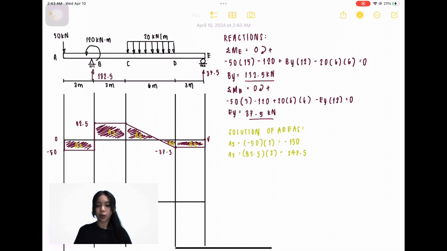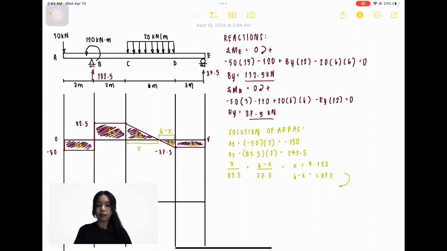For areas 3 and 4, triangle sila, so the formula that we will use is 1/2 base times height. However, their bases are unknown, and to solve for it, represent natin ang base ng area 3 as x and area 4 as 6 minus x. Nanggaling yung 6 sa distance na meron sa uniform load. To solve for its value, use ratio and proportion. Shift solve x over 82.5 equals 6 minus x all over 37.5. The value of x is 4.125 and 6 minus x is equal to 1.875.